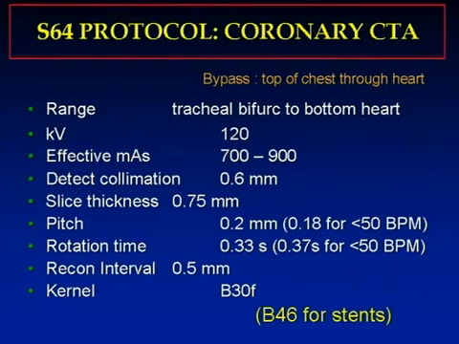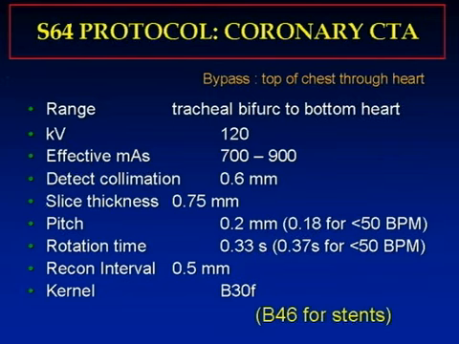Okay, so now we have the protocol for the coronary CT angiogram. And these patients, again, we scan from the tracheal bifurcation to the bottom of the heart if we're doing a regular coronary CT angiogram. For bypass patients, we scan from the top of the chest down through the heart because we want to see the takeoff of the grafts also if they have IMA grafts.